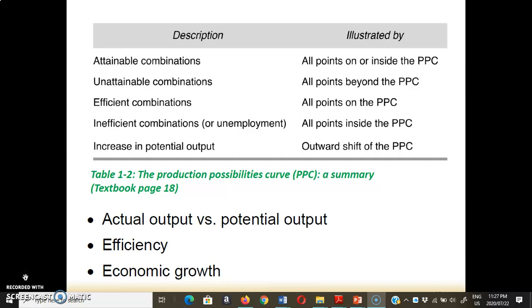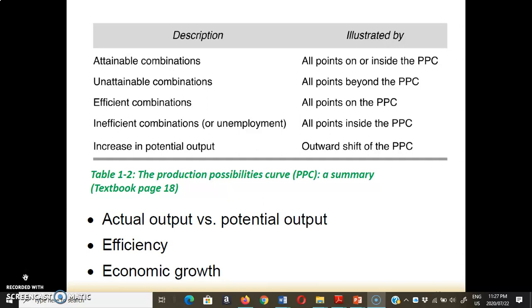If there is an increase in the potential output, this will shift the PPC outward. So on the production possibility curve, actual output is equal to potential output. The aim here is to produce the maximum attainable combinations of all goods and services. In other words, the scarce resources should be used fully and efficiently.